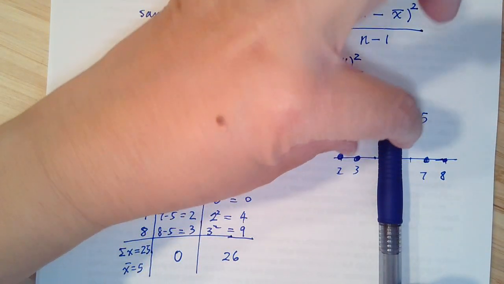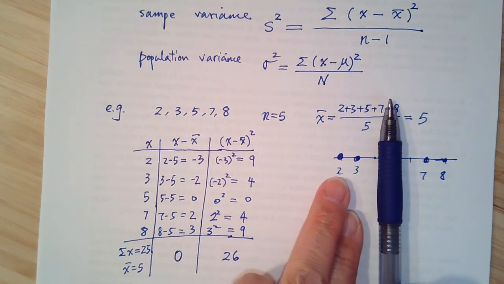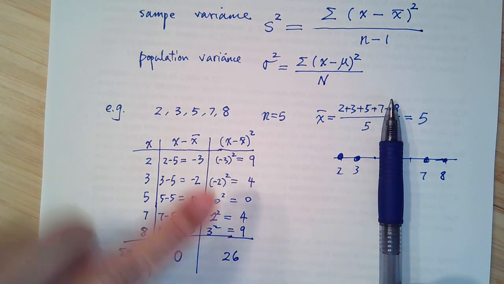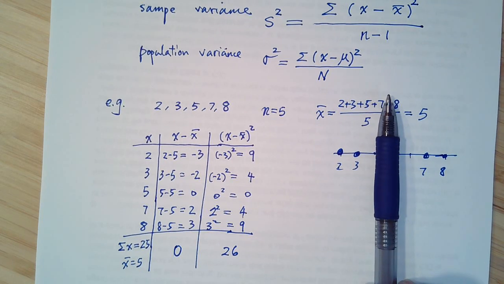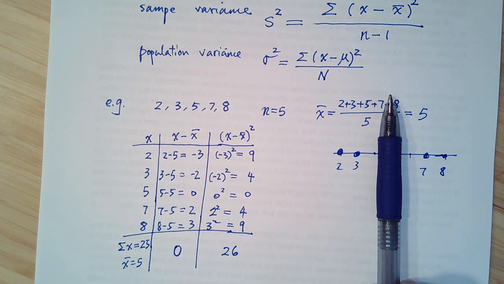So what I did is to find the difference. Sorry, did you see the difference? 2 and 5, 3 and 5? That's this column, right? Okay, however, just add up those differences. You're going to get a 0, so it won't help you. It won't explain how far those points are away from the mean.